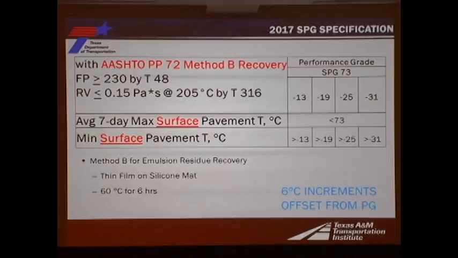So the grades are in 6-degree increments, just like the PG binder spec. Instead of going 64, 70, and 76 though, we're gonna go 67, 73, and 79. So they're offset 3 degrees from what the PG binder spec is, and that way, you don't have that overlap. If you see a 64 minus 22, that's a PG binder because that grade doesn't exist in the SPG spec. If you see a 67 minus 19, that's an SPG binder because that doesn't exist in the PG spec. So we did that just to set those two apart from each other.